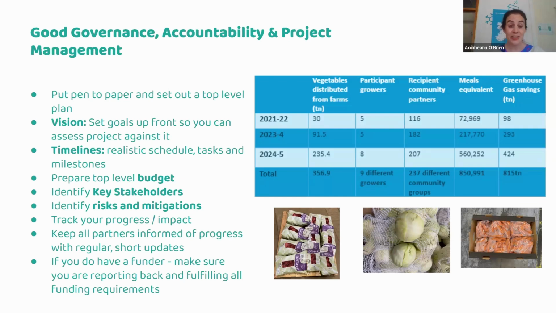A top level budget, it doesn't have to be scary. It is just putting numbers into a spreadsheet to make sure that you have an overall idea of what you're working with. Identify your key stakeholders and people you need to make this happen, and just really work through what are the major risks and mitigations. So food safety, health and safety, all the kind of background stuff that you need to keep an eye on. Tracking your progress and impact, and keeping everybody up to date with what's happening. That can be just a quick email on a weekly basis to whoever you're working with to keep everybody on track and motivated, even if you're just a small group.